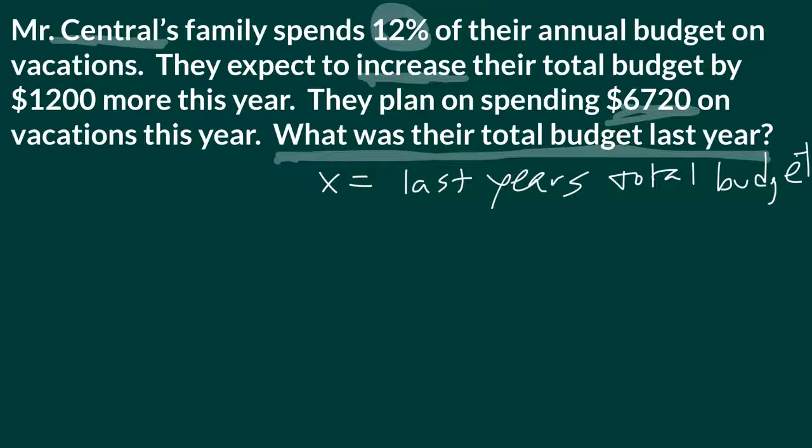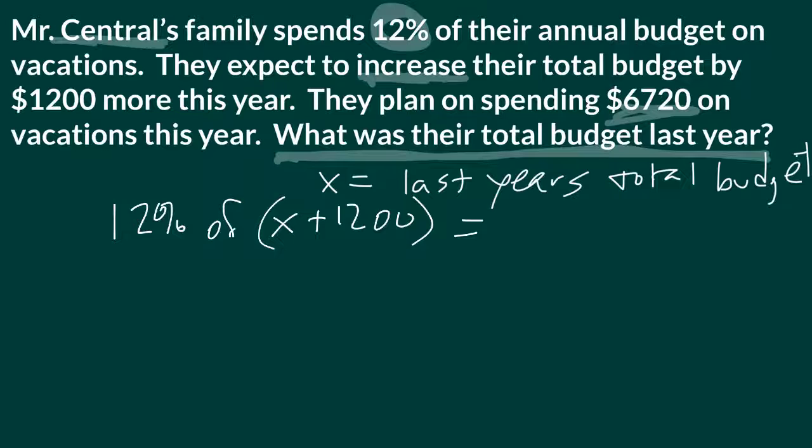Now, we don't know anything about last year's total budget other than that they did spend 12% of it on vacations. They're spending 12% of it on vacations this year. This year we know it's $1,200 more than last year, and that 12% of it is going to be this. So we're talking about 12% of x plus the 1,200, that's this year's budget, is equal to $6,720.